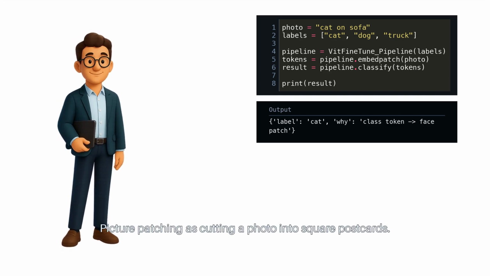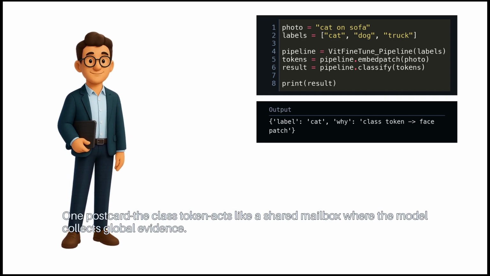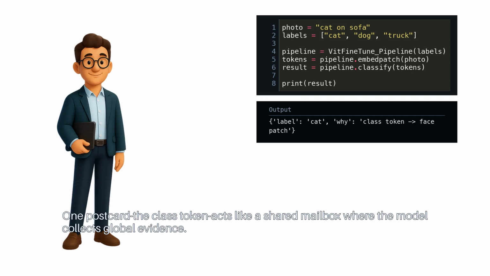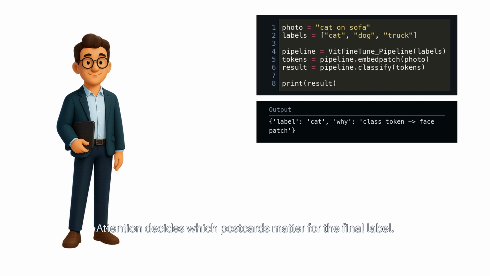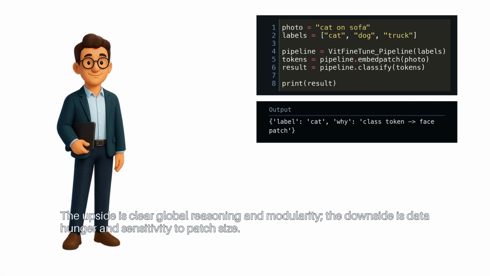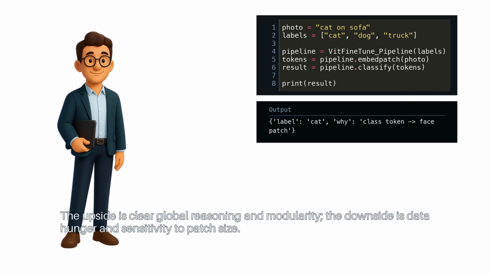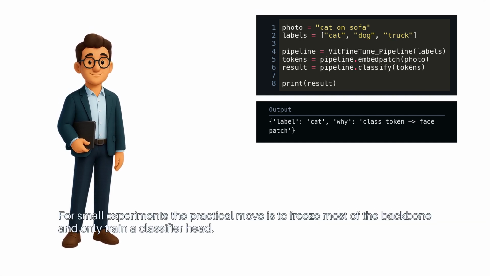Picture patching as cutting a photo into square postcards. Each postcard becomes a vector. One postcard, the class token, acts like a shared mailbox where the model collects global evidence. Attention decides which postcards matter for the final label. The upside is clear global reasoning and modularity. The downside is data hunger and sensitivity to patch size. For small experiments, the practical move is to freeze most of the backbone and only train a classifier head.